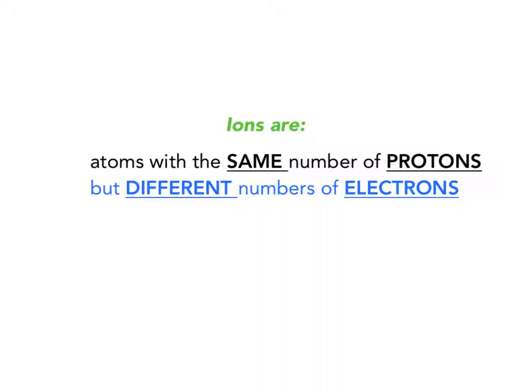Depends on where you are on the periodic table, and that sometimes helps you understand what ions are going to be forming and what ions are not. But let's do some examples.